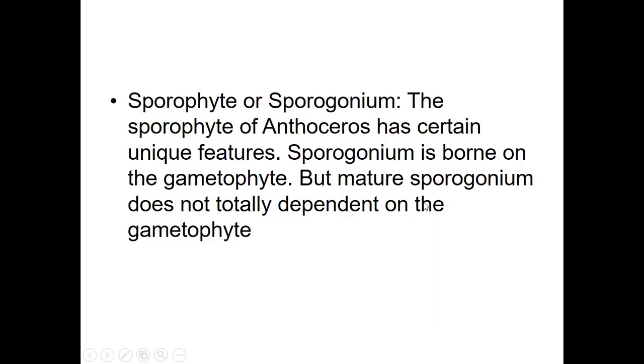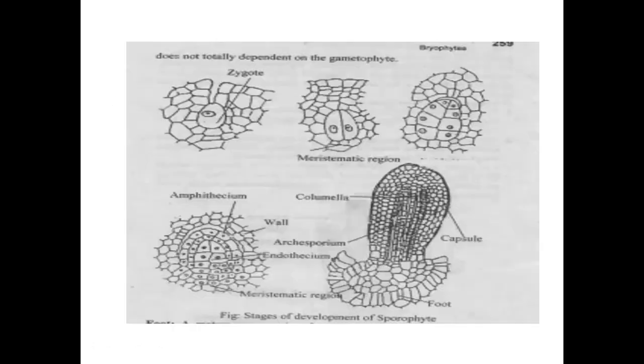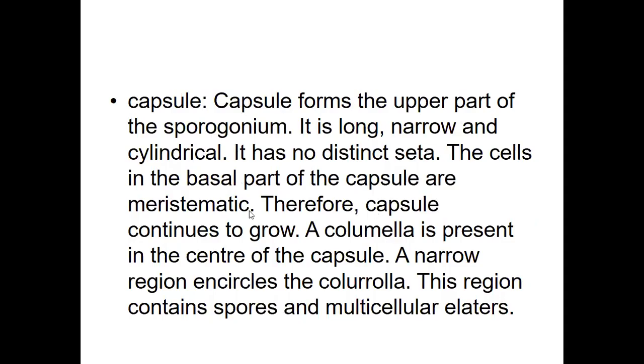The well-developed part of the sporophyte of Anthoceros is the capsule region. You can see here, this capsule is the upper part of the sporophyte, which is long, narrow, and cylindrical. That's why it is called hornwort. Based on this capsule only, it is called hornwort. It doesn't have a distinct seta. Only a poor development of seta can be seen.